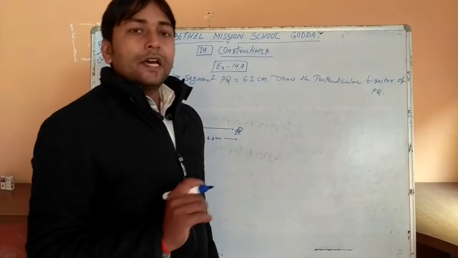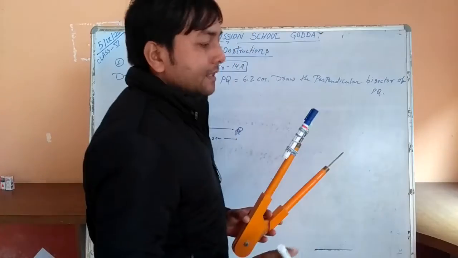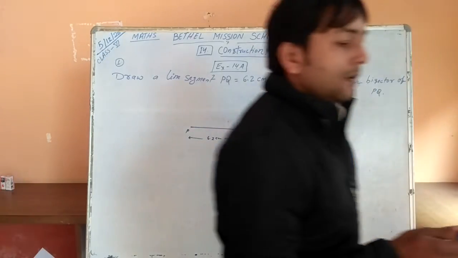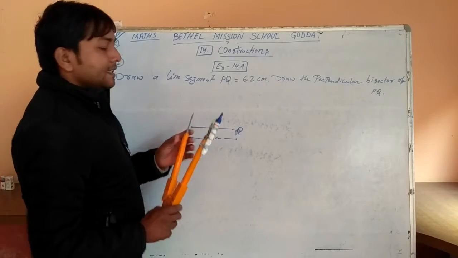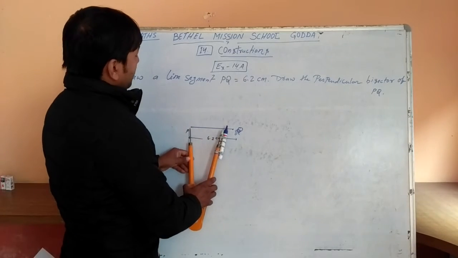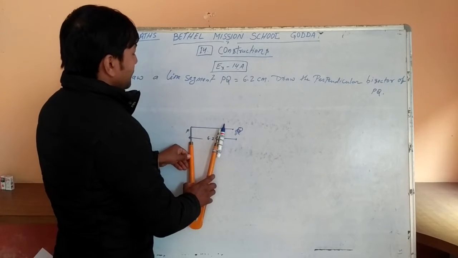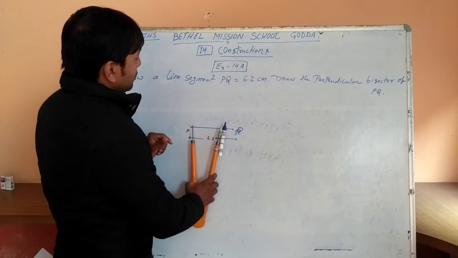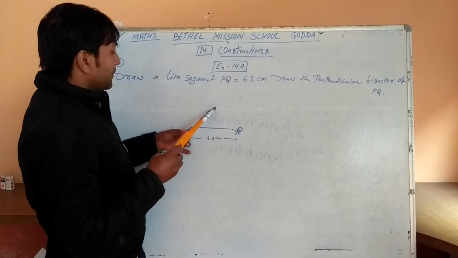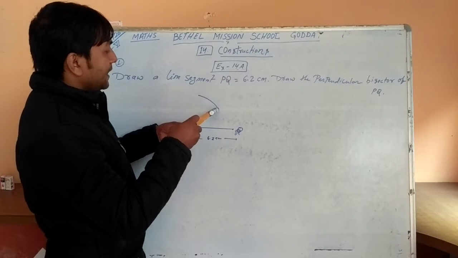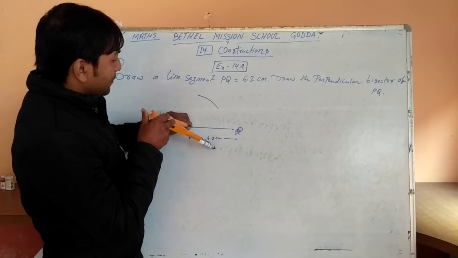Okay, now you have to draw a perpendicular bisector. Perpendicular bisector you have to draw with the help of compass. Okay, so take your compass and take an arc. The arc length should be more than half. So we have taken more than half. Okay, and at P you have to draw an arc above the PQ and one below the PQ.